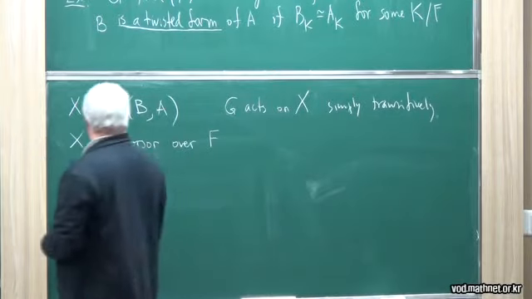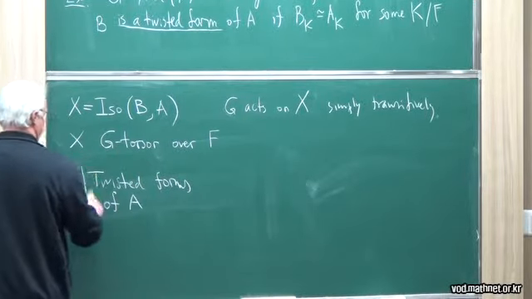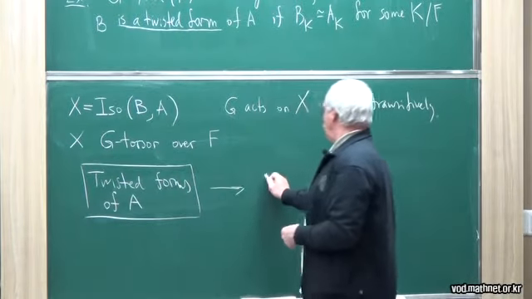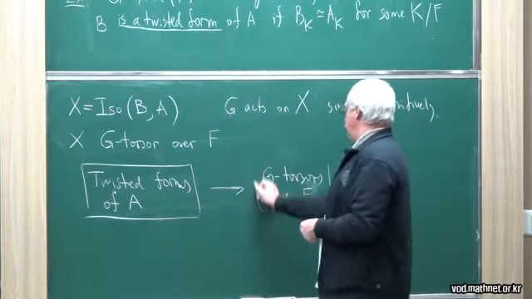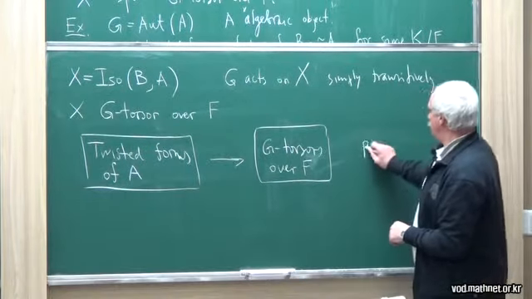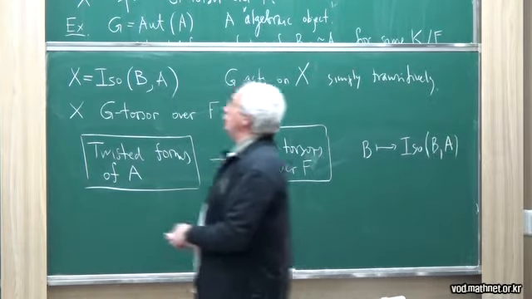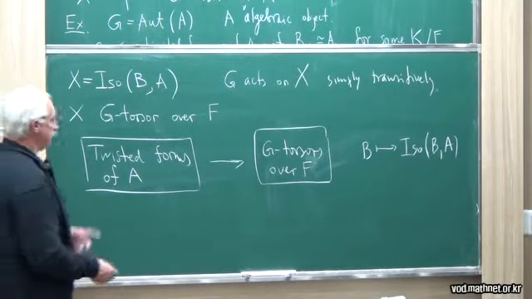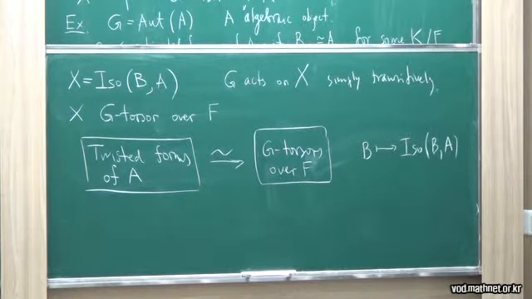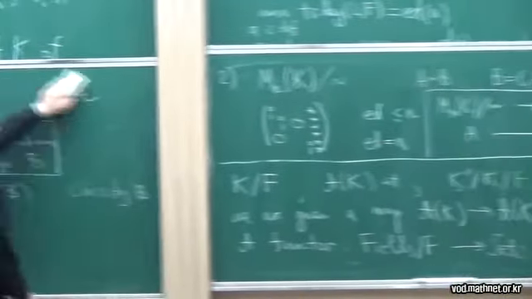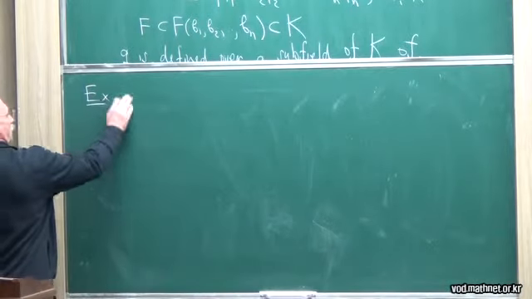So we have a map from twisted forms of A to G torsors over F. It takes B to the variety of isomorphisms between B and A. And I would like to list some of the examples of this nice correspondence, which is, by the way, very often a bijection. Well, examples.